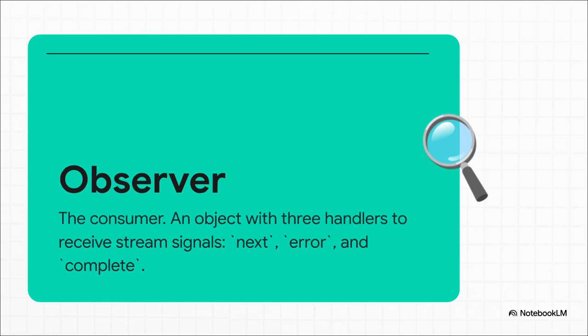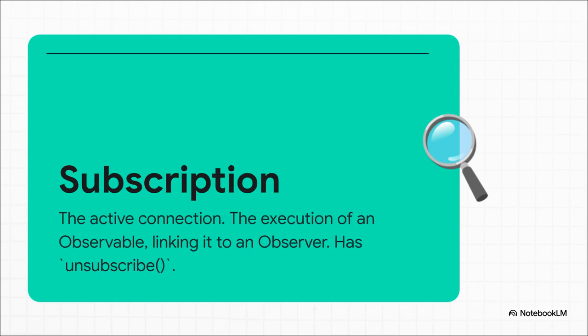Next, of course, is the observer. This is our worker at the very end of that conveyor belt. And the observer is basically an object with three very specific jobs, or handlers. It has a plan for what to do with the next package that arrives, a plan for what to do if there's a critical error that shuts everything down, and a plan for when the line just completes its work normally.